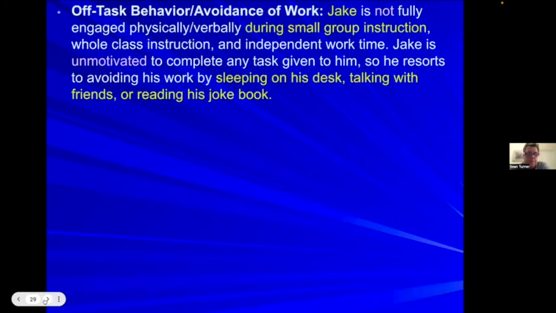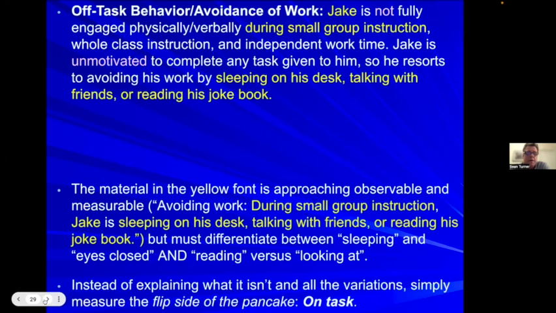Because that's a little hard, right? So Jake is not fully engaged physically, verbally during small group instruction, whole class instruction, independent work time, and unmotivated to completing tasks given to him, so he's avoiding his work by sleeping on his desk, talking with friends, or reading his joke book. So notice, again, we have things in yellow. All this stuff is important, but we're really measuring sleeping on his desk, talking with friends, and reading his joke book. During small group instruction, Jake is sleeping on his desk, talking to his friends, and reading his joke book.